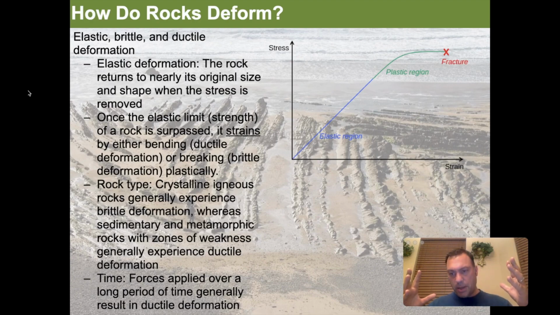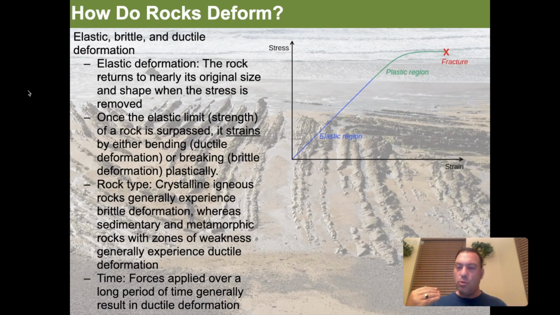So imagine a sponge, right? If you had a sponge in your hand and you smash it down into a little ball, and then you let go of it, that sponge would probably unfold and almost take on exactly the shape that it had. And so that's what we mean by elastic deformation. It returns to its original shape.